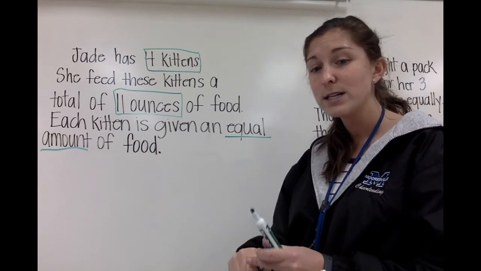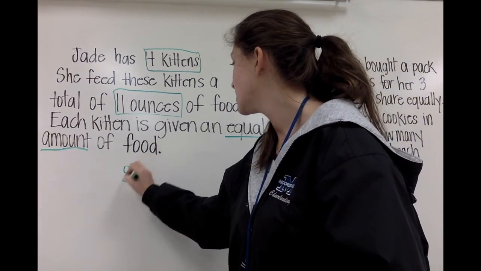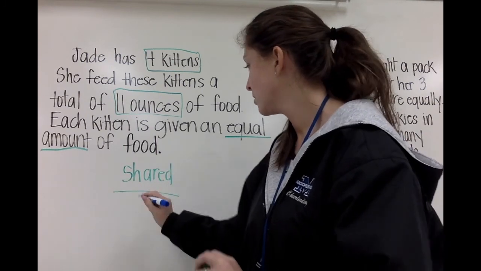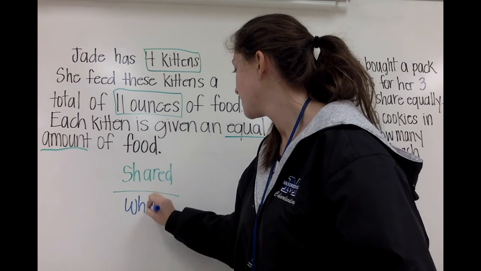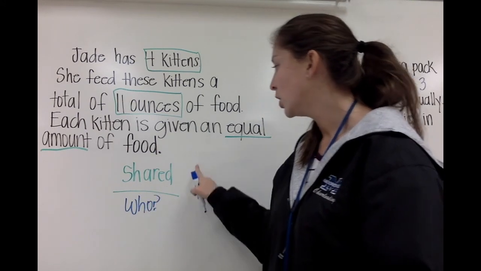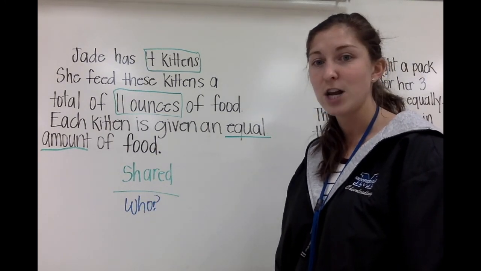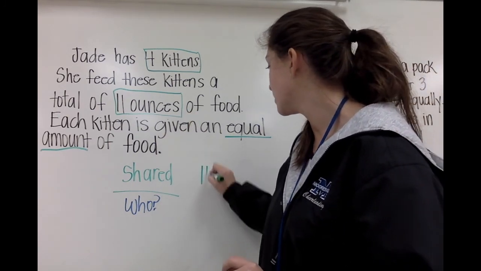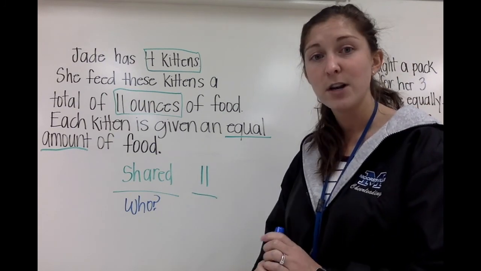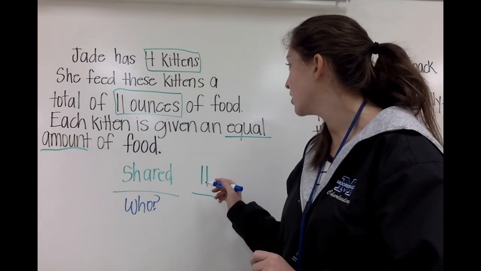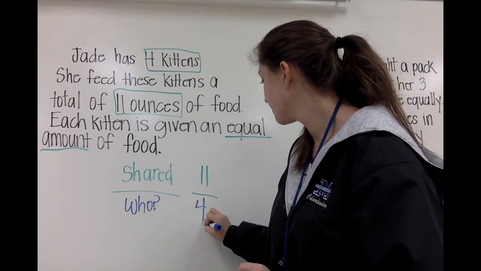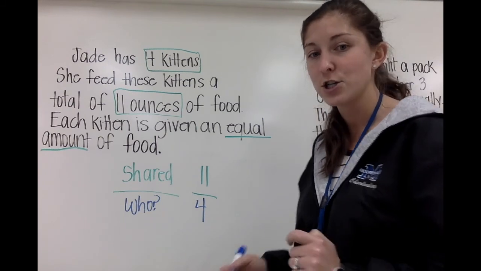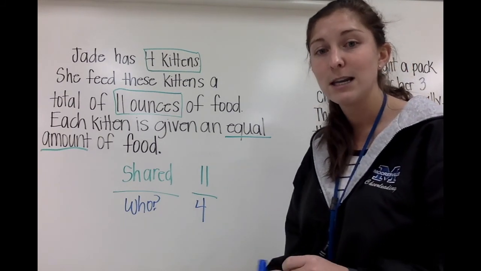The way that I always have my students remember this is shared over who? So, what is it in the problem that's being shared? She's sharing the 11 ounces of food, so my 11 is going to go on top. Who is the 11 ounces of food going to? Well, it's going to the 4 kittens. And this type of fraction here, 11/4, is an improper fraction. I need to change it and make it into a mixed number.